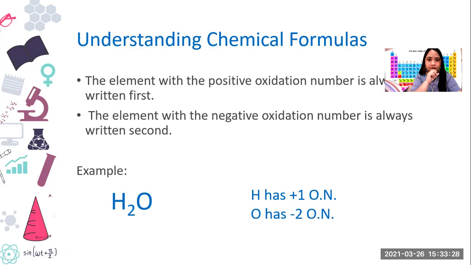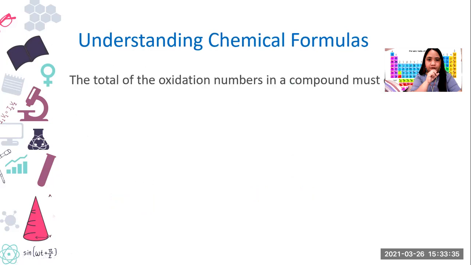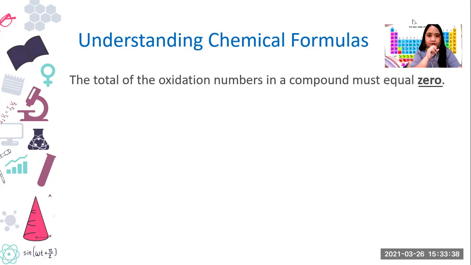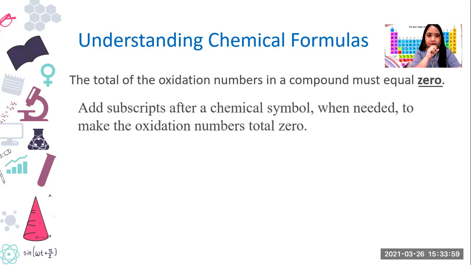That's always the pattern or the form. The first one always is positive, and the second one is always negative. And always remember that the total oxidation numbers in a compound must equal 0. For each compound that you see in a chemical formula or in a chemical equation, ideally each one should have a neutral charge. Therefore, the oxidation numbers of that compound should balance out and equal 0. How do you do that? You add subscripts after a chemical symbol when needed to make the oxidation numbers total 0.